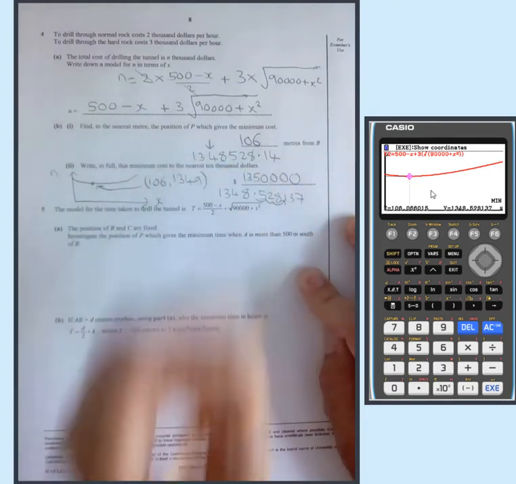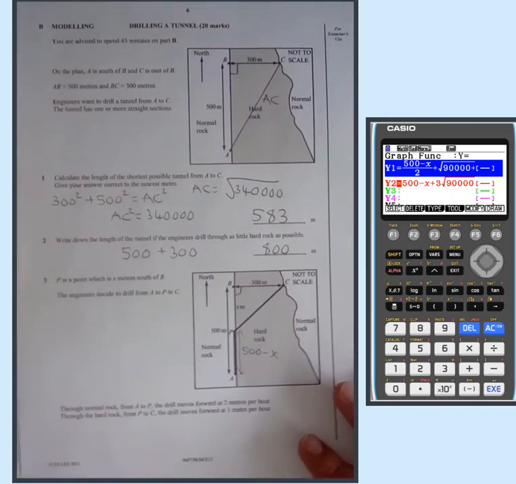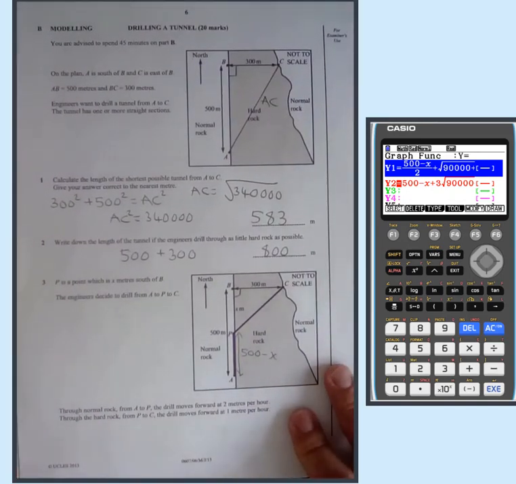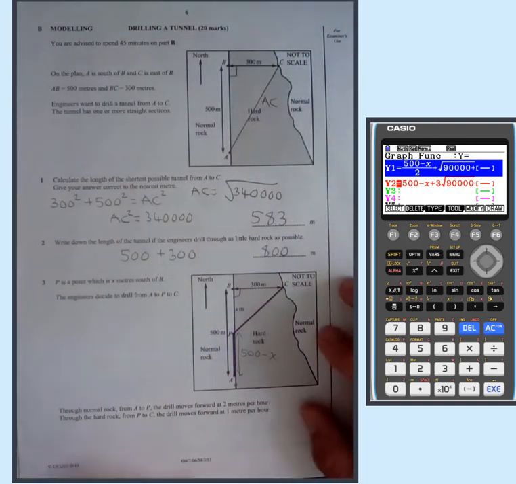1, 2, 3. Position of B and C are fixed. Investigate the position of P, which gives the minimum time when A is more than 500 meters south of B. Right, so we're back to the time model again, and it's a very open question. Just a little refresher of what it is. So before, we had this situation where you've got P moving, and it's saying that it's between 500 and B. So, and what would happen if you think about it?